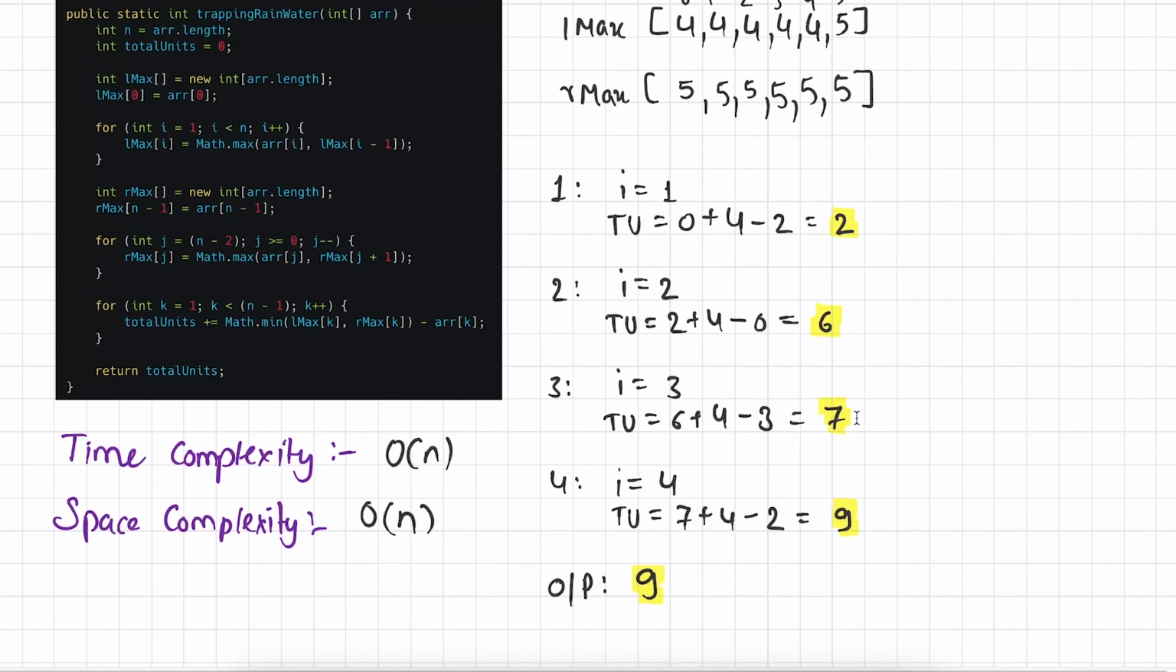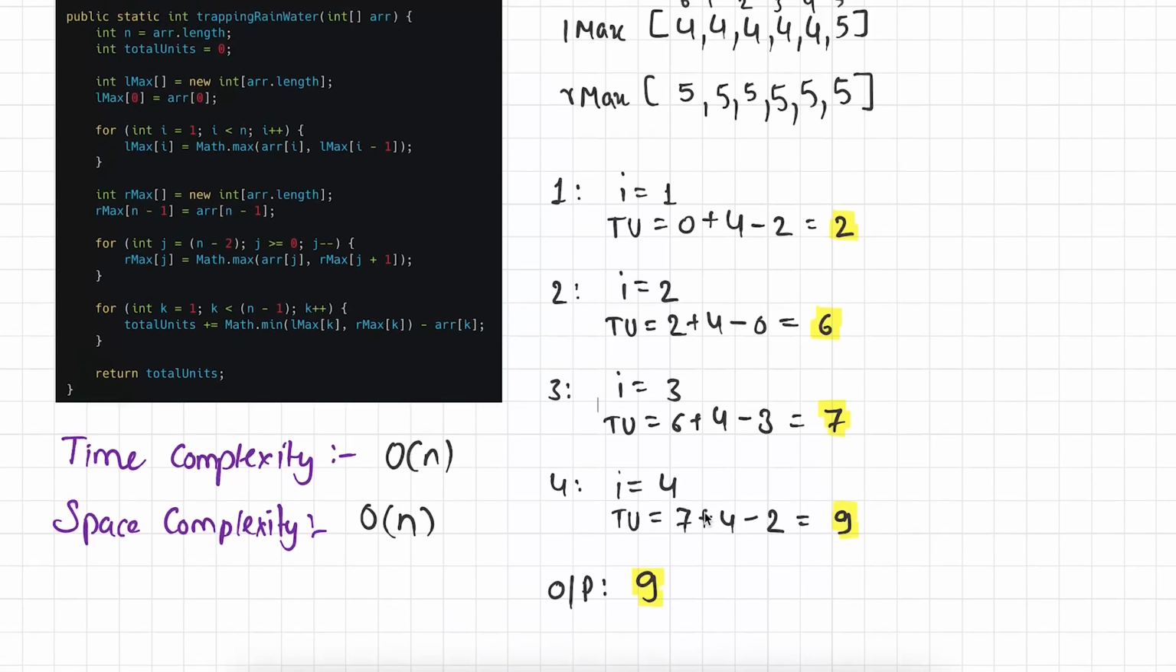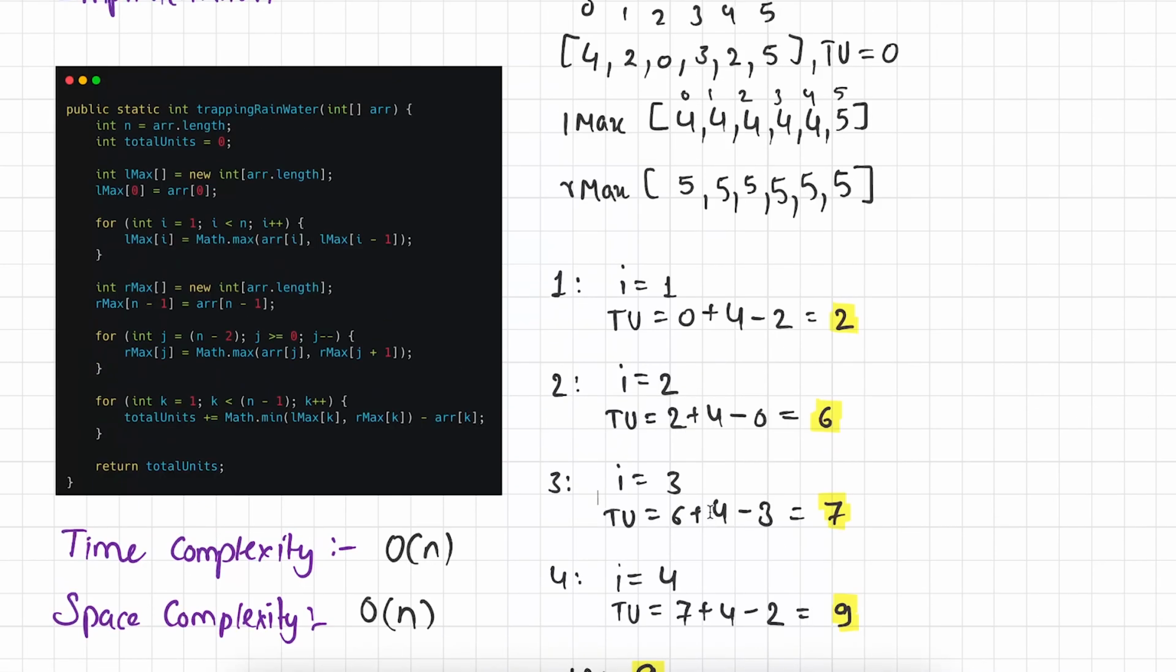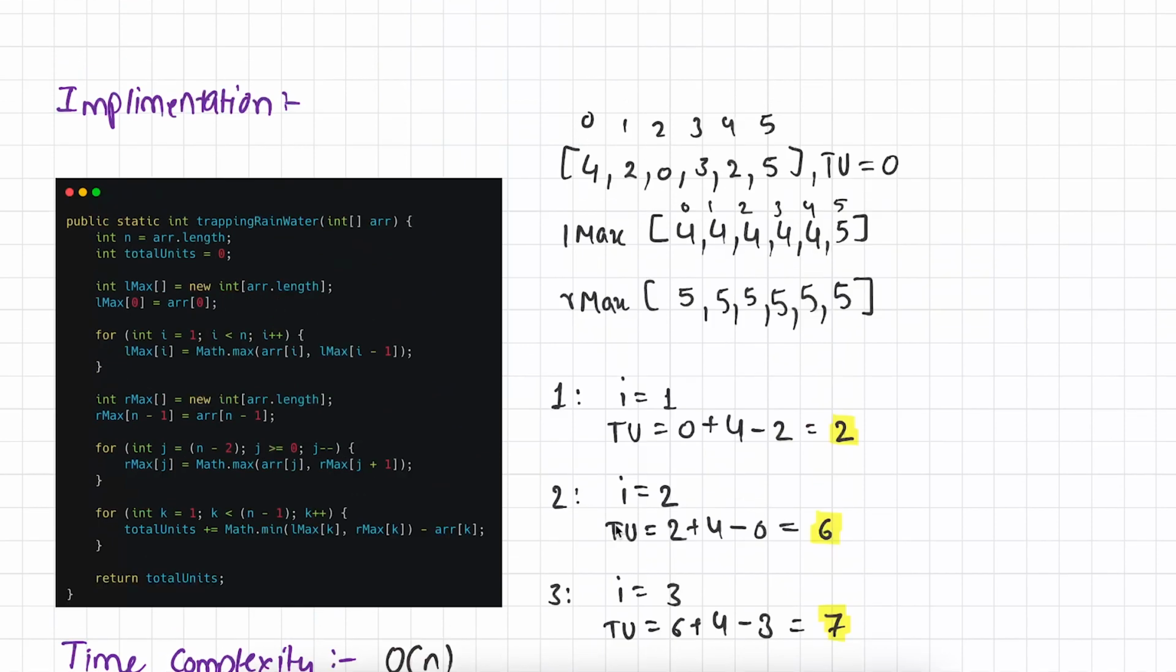In the next iteration, the value of i becomes 3. The total units is going to be 6 plus 4 minus 3, that is equal to 7. In the next iteration, the value of i is 4. Total units is going to be 7 plus 4 minus 2, that is equal to 9. So for this particular setup, or this elevation map, the output comes out to be 9. It means we can collect a total of 9 units of water between these bars.